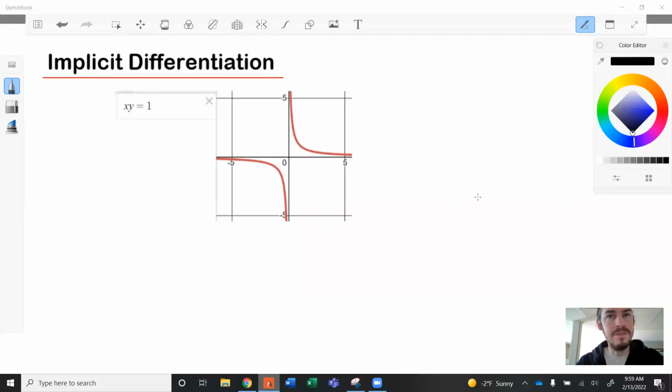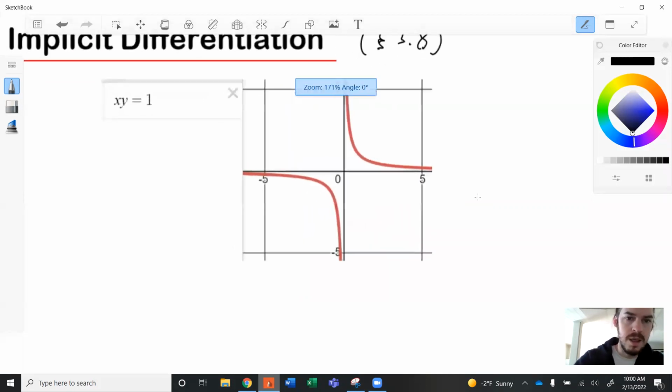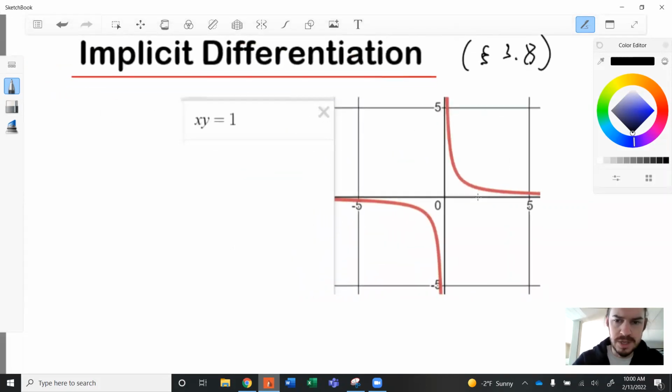All right, so this is going to be a lesson about implicit differentiation. In OpenStax, this is section 3.8. Let's start with an equation. Let's look at xy equals 1. The graph of this equation is shown over here.